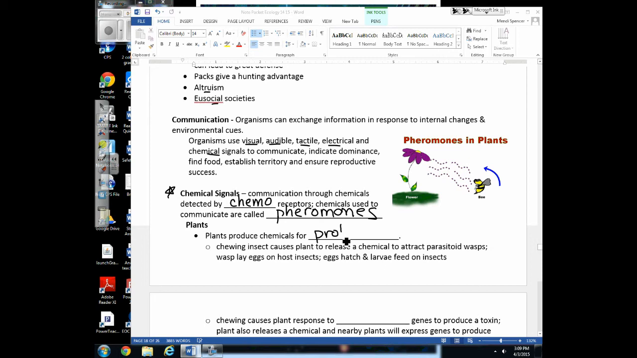A couple examples of this: whenever a plant is being chewed upon by a chewing insect, then that plant can release a chemical that'll actually attract another organism. So in this case, it attracts a wasp. This wasp will lay eggs on this plant. Those eggs will hatch out, and they'll actually feed on those chewing insects that are damaging the plant.